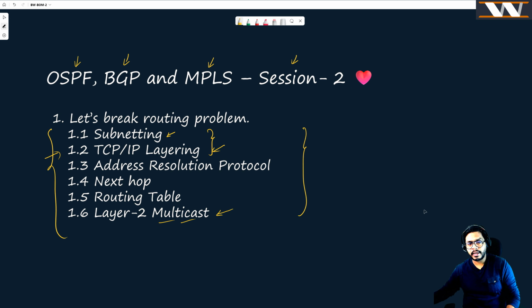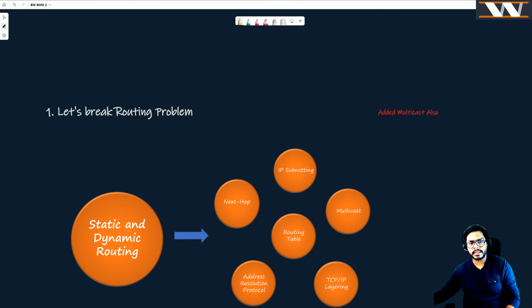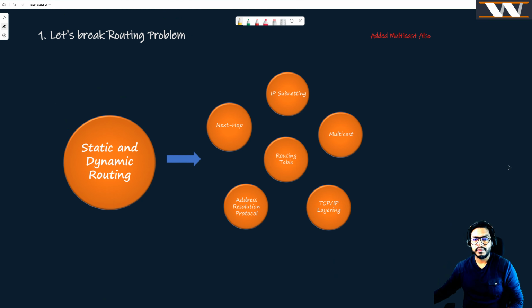Having said that, I am again moving to the board which we discussed yesterday. Let's break the routing problem. But as you can see, there is a change here. We have included multicast, and other things are the same. If you want to understand routing, we need to understand some pieces, and then if we combine them all together, we are going to learn routing in a more effective manner. So: next hop, IP subnetting, routing table, address resolution protocol, TCP/IP layering. We all discussed that we are going to learn them one by one.